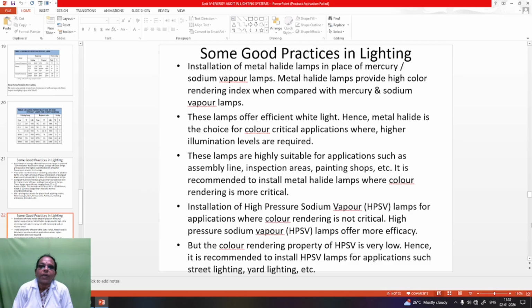It is recommended to install metal halide lamps where the color rendering is more critical. Installation of high pressure sodium vapor lamps for applications where the color rendering is not critical. High pressure sodium vapor lamps offer more efficiency, but the color rendering property of HPSV is very low. Hence, it is recommended to install HPSV lamps for applications such as street light, yard lighting, etc.